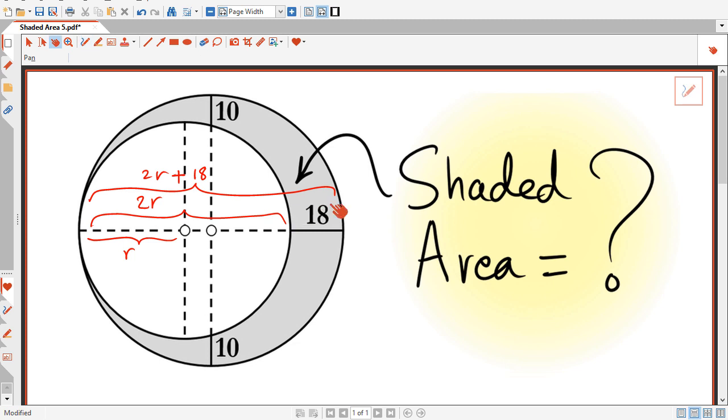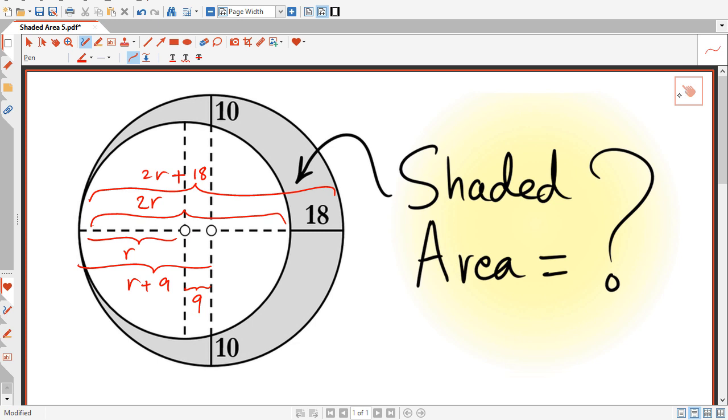Okay. So if the diameter of the outer circle is 2r plus 18, that makes its radius going to be equal to half that. So it's going to be equal to r plus 9. So that makes the radius of the outer circle r plus 9. Okay, so if this distance here is the radius of the inner circle r, and this distance is r plus 9, the difference in the radii, which is this distance, is going to be equal to 9. Okay, so this distance here is going to be equal to 9.